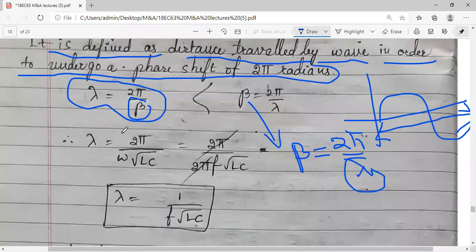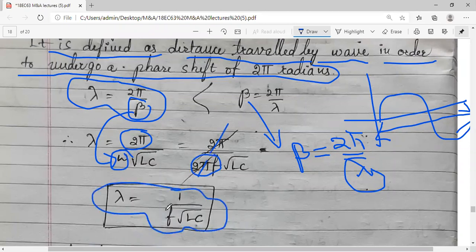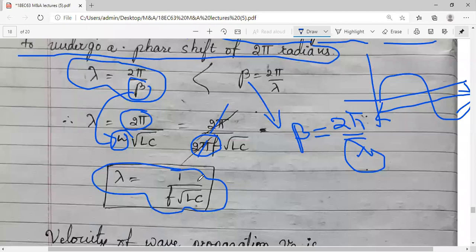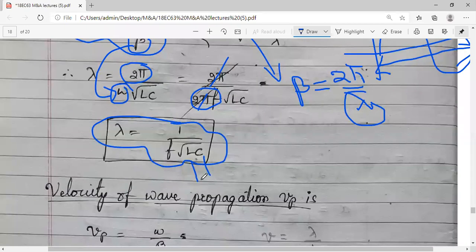So substituting, 2 pi divided by beta is 2 pi divided by omega root LC. So further, what is omega? Omega is 2 pi f. So 2 pi gets cancelled. You'll get lambda is equal to 1 by f root LC. Further, you can't do anything. L and C are your primary constants, distributed parameters, and f is the frequency. Further, you cannot substitute any other values. So this itself is the equation for wavelength.